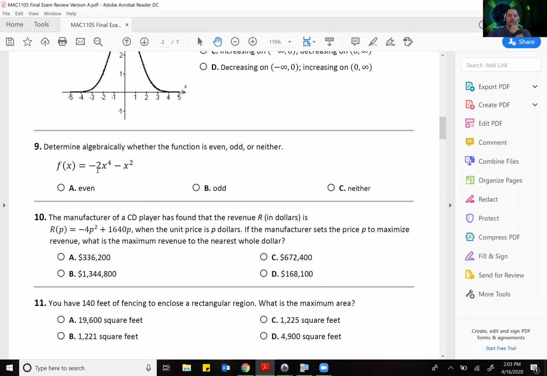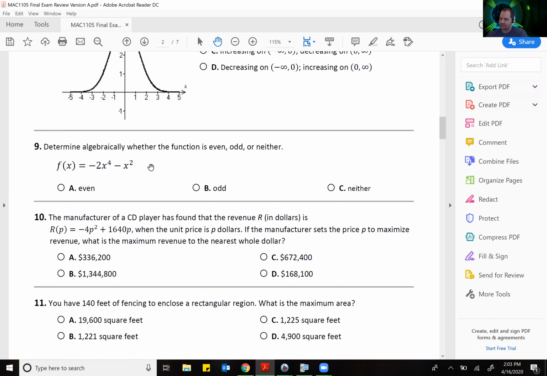So here it wants to determine whether the function is even, odd, or neither. Okay. So this is coming from section 3.3. So we've got f of x equal to -2x to the 4th minus x squared.